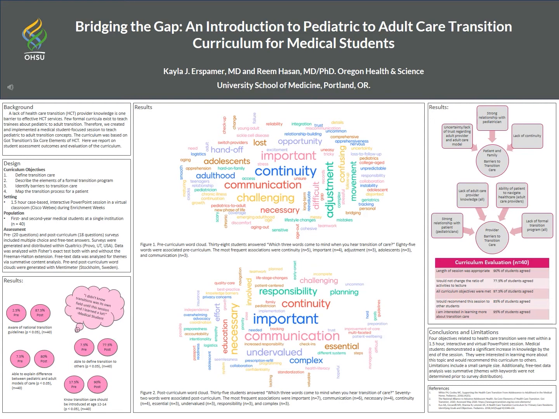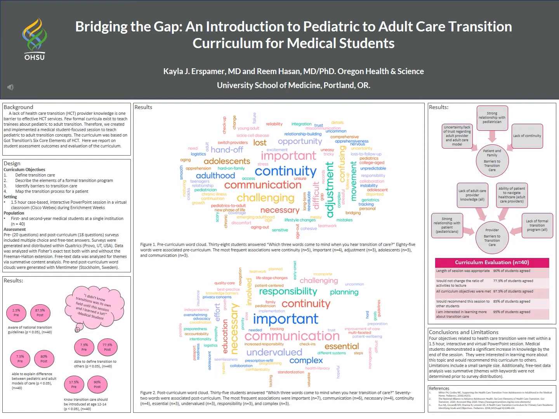The inclusion of a pre- and post-curriculum word cloud was to identify shifts in students' associations with HCT after learning more about the topic. Continuity, important, and communication were among the most frequent associations for each word cloud. However, more students included important and communication post-curriculum. Interesting additions post-curriculum include necessary, essential, and undervalued. We may extrapolate from these additions that students now understand how critical HCT is to young adults.